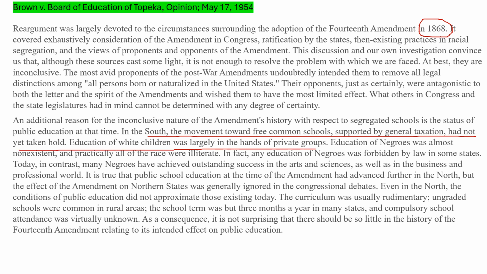Education was largely in the hands of private groups. Education of Negroes was almost non-existent because of the institution of slavery. So there was really no need to address this particular issue because African Americans were not in school.